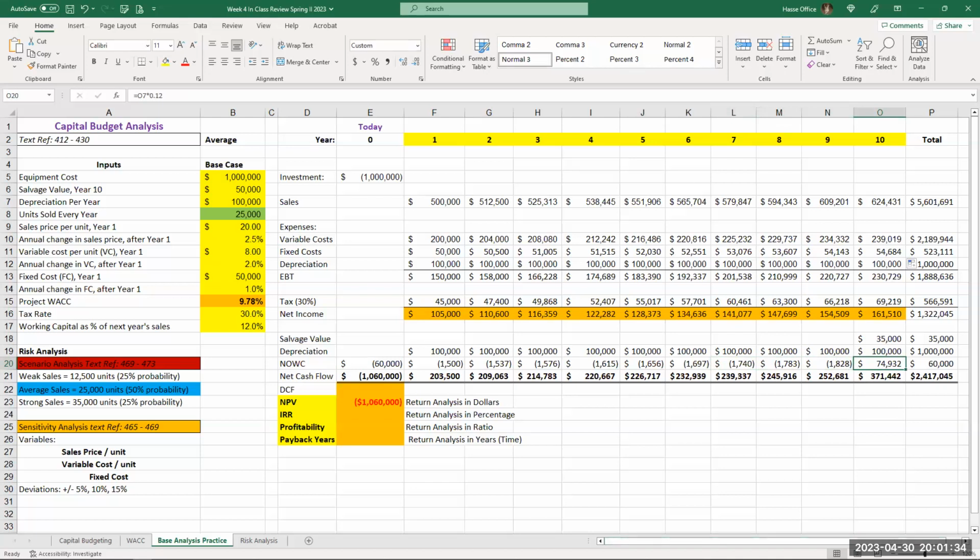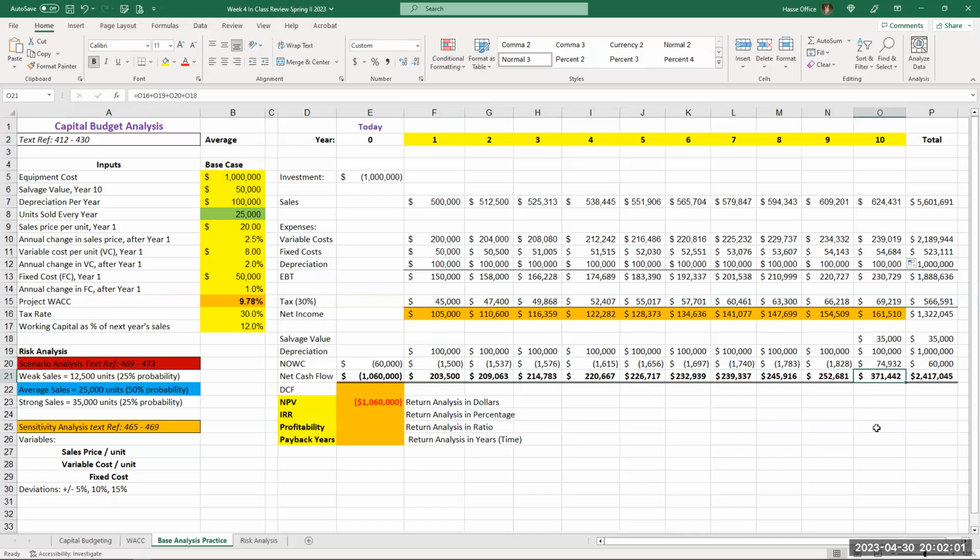So we now can determine our total cash flow. It's in year 0, the investment plus working capital, negative $1,060,000. In year 1, it's the net income plus depreciation minus that working capital, $203,500. And notice every year, there's our net cash flows generated each year.